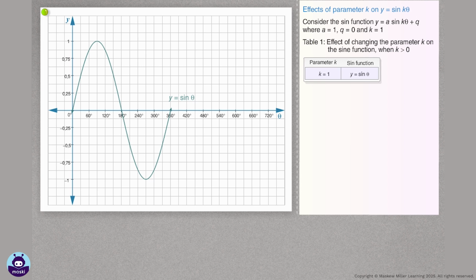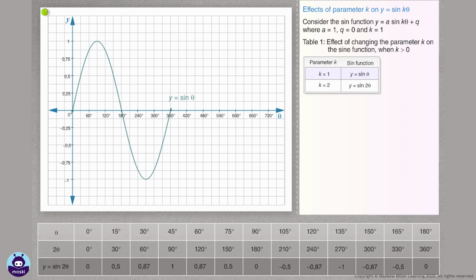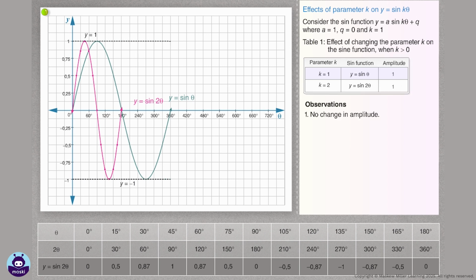Consider the sine function where k equals 2. The function becomes y equals sine 2 theta. We can calculate the y values of this function and plot the graph on the same set of axes. Observe the amplitude of the graph of y equals sine 2 theta is the same as that of the graph of y equals sine theta, hence the amplitude of the graph has not changed.